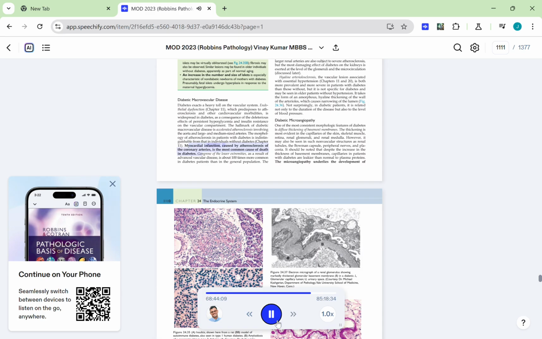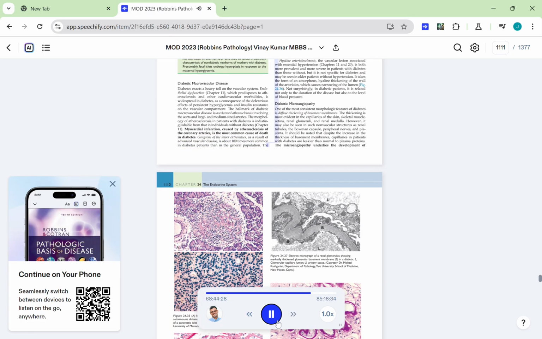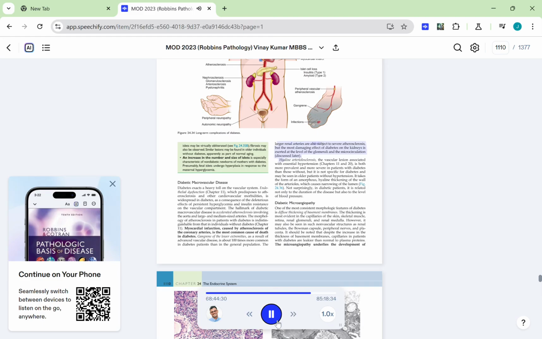Myocardial infarction, caused by atherosclerosis of the coronary arteries, is the most common cause of death in diabetes. Gangrene of the lower extremities, as a result of advanced vascular disease, is about times more common in diabetes patients than in the general population. The larger renal arteries are also subject to severe atherosclerosis, but the most damaging effect of diabetes on the kidneys is exerted at the level of the glomeruli and the microcirculation.